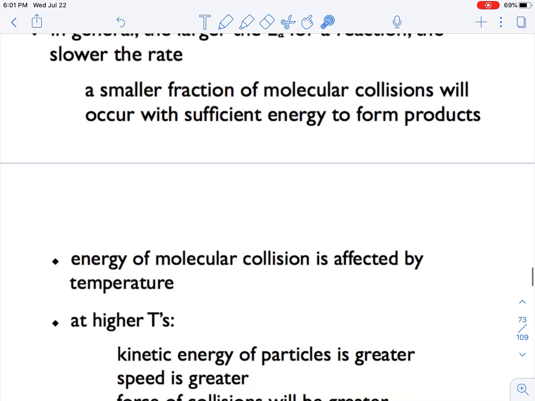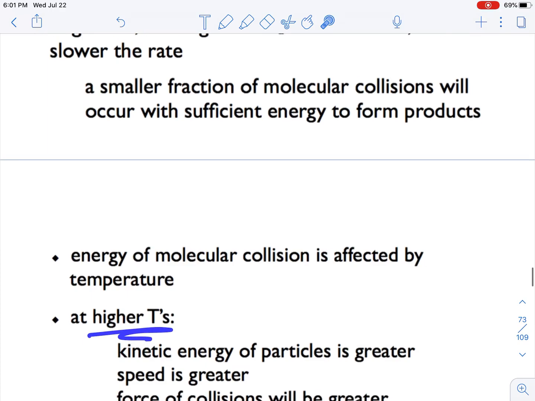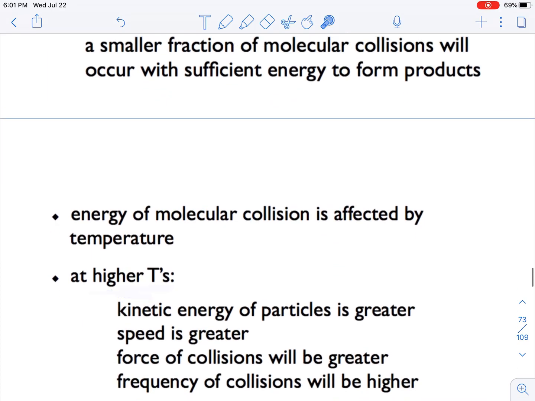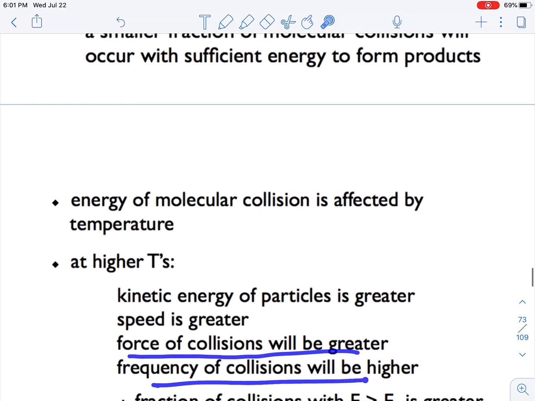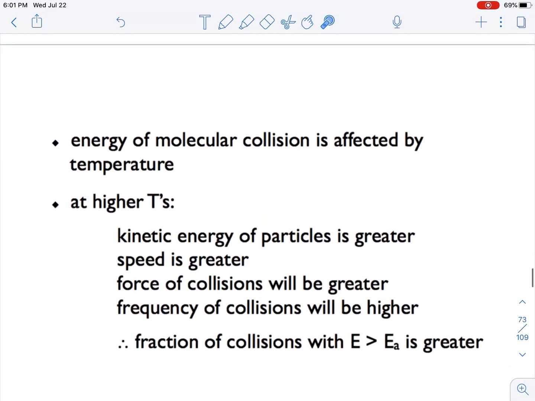And so by increasing the temperature, and I've kind of typed it out over here already, if you increase the temperature, the kinetic energy of the particles is going to be much larger, and therefore their speed is going to be greater, and therefore the force of the collisions will be greater, and the frequency of collisions will be higher. And so overall, you will have a higher fraction of collisions with a collision energy that's much, much greater than the activation energy, which in short will enable the reactants to be converted into products. And so we would term that as an effective collision.